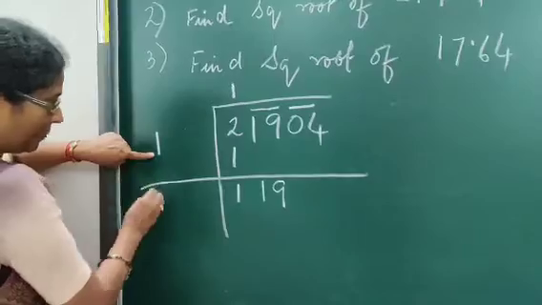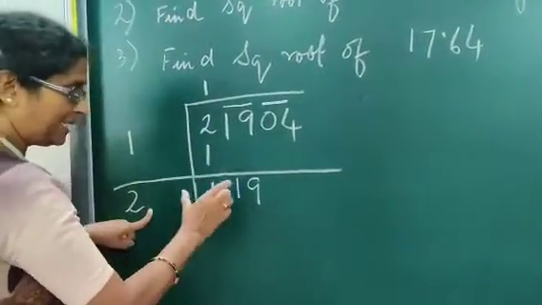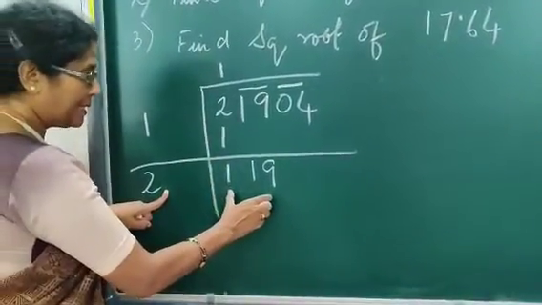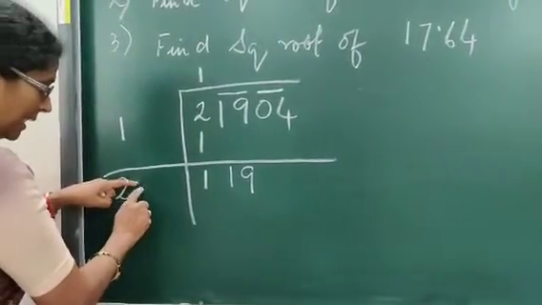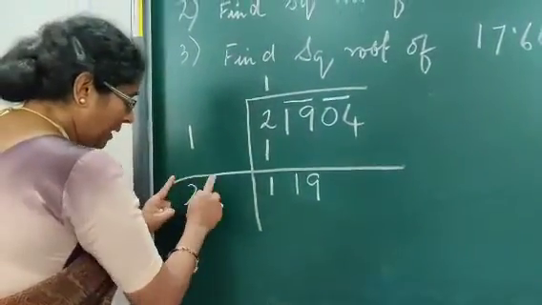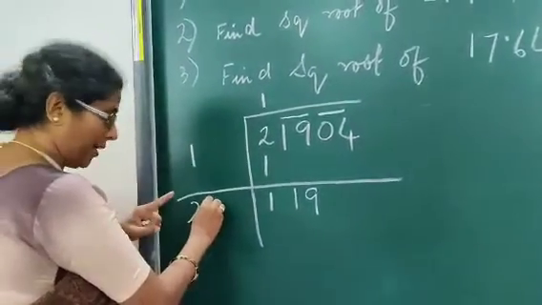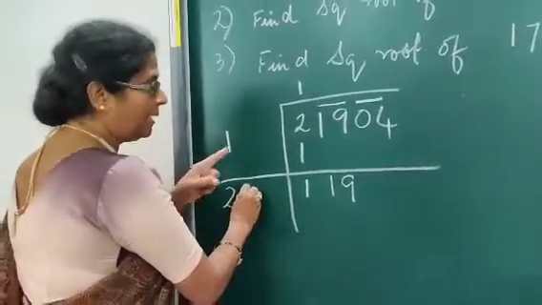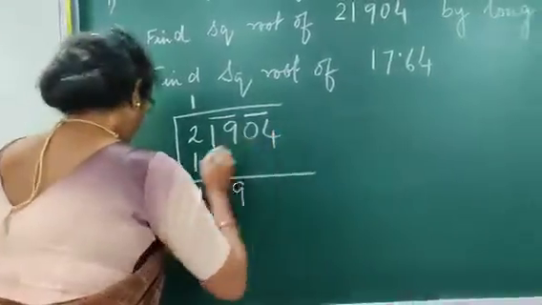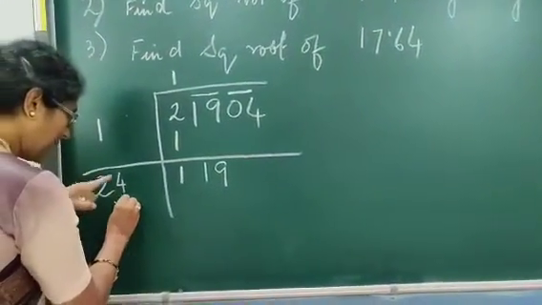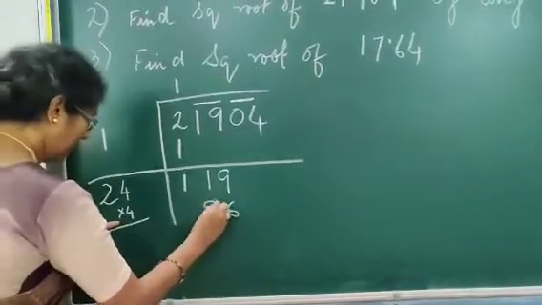And then double of this number 1 is 2. Then I have to get exactly this number or less than this number. Whatever number I take here, I have to multiply this number by the same number. Now if I take 5, it will become more than this number. So I have to take 4. If I take 4, I multiply by the same number 4, and it will come 16 and 9.